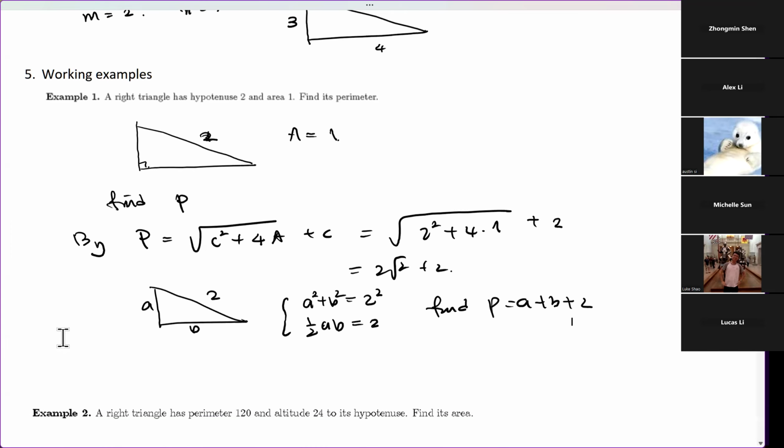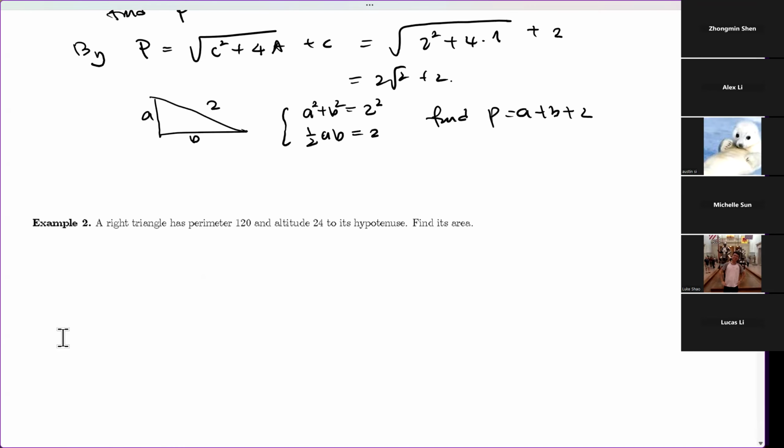All right, so take a look at the second problem. A right triangle has perimeter 120 and altitude 24 to the hypotenuse. Can you find the area?